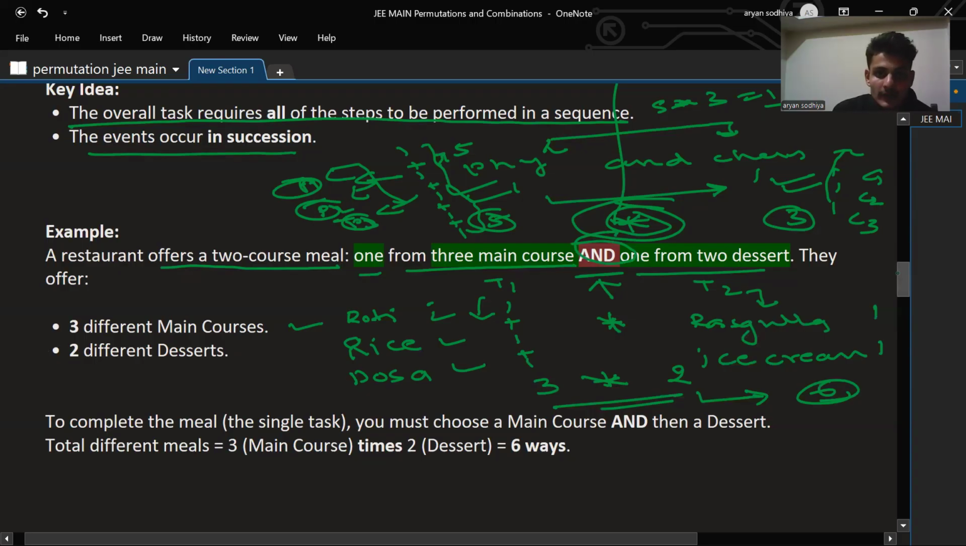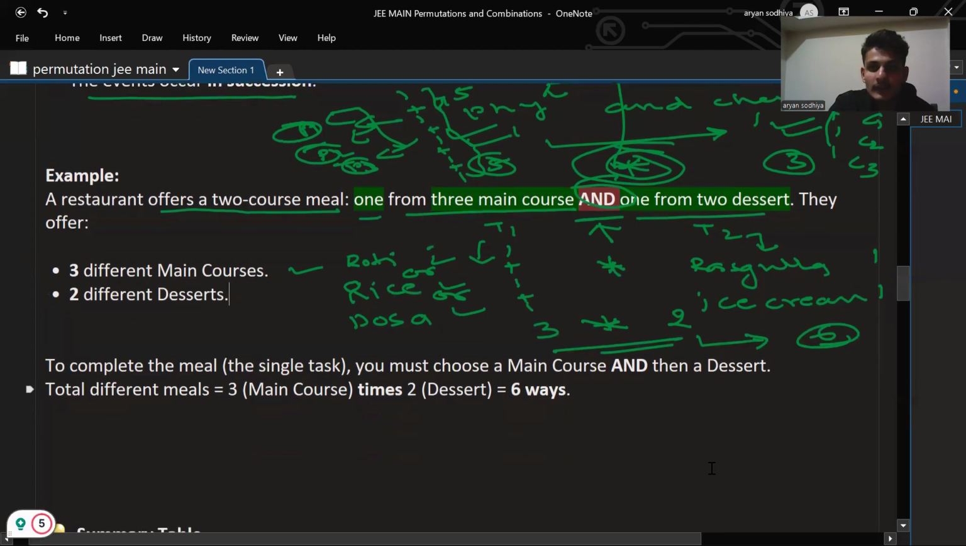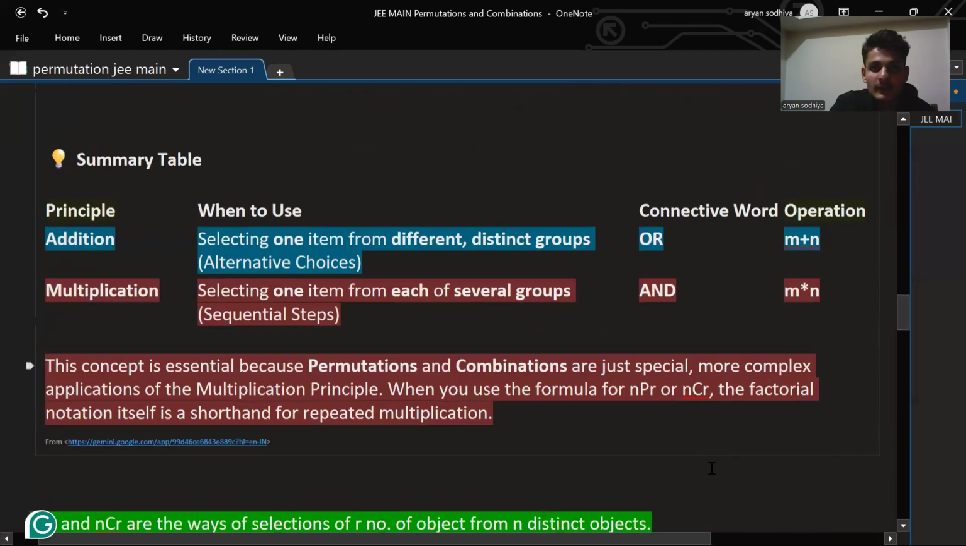And here "or" is there: roti or rice or dosa. Okay, I hope you are getting this point. Please try to solve more problems and please tell me if there is any doubt. Then we will discuss and surely you will understand this.